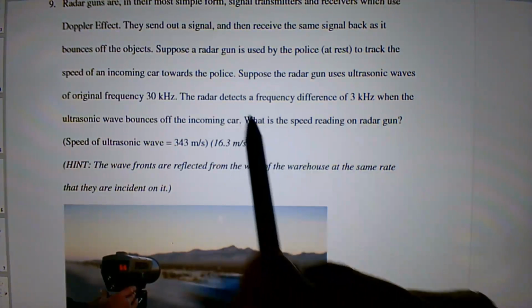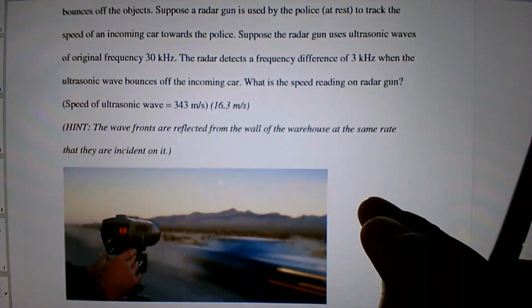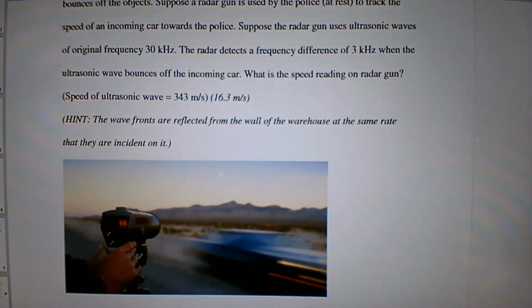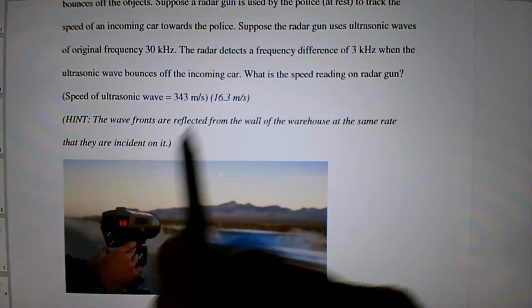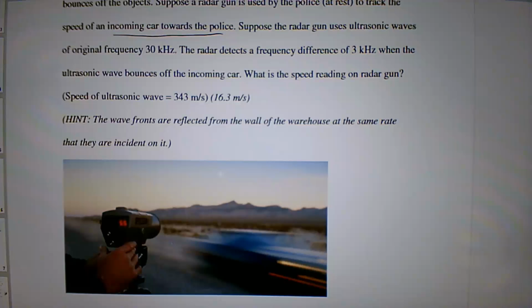So it says the radar gun uses a 30 kilohertz signal. It sends out a 30 kilohertz signal, and the radar detects a frequency difference of 3 kilohertz. Since the car is incoming, it detects the echo frequency reflected off the incoming car as 33 kilohertz, because of the 3 kilohertz increase when it reflects back. Then, based on this information, it's asking what the speed reading on the radar gun is. These are ultrasonic waves, and an ultrasonic wave is also a sound wave, so its speed is 343 meters per second.